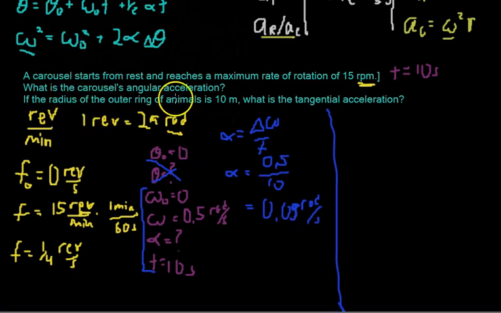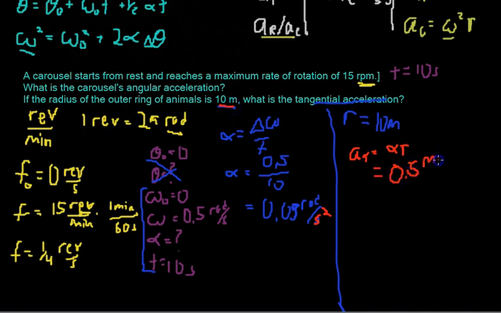For the second part, it says, given a particular radius, so we have radius equals 10 meters, what is the tangential acceleration? The relationship between the tangential acceleration and the angular acceleration is this: tangential acceleration equals alpha times r. So all we need to do is multiply 10 by the radians per second squared. This is radians per second divided by seconds, so radians per second squared. If I take 0.05 times 10 for my radius, I get 0.5 meters per second squared.